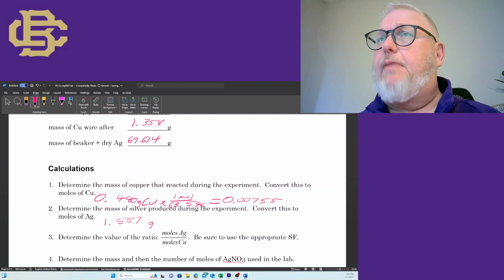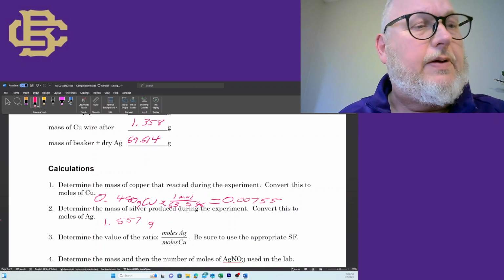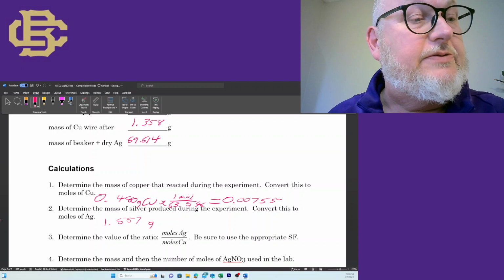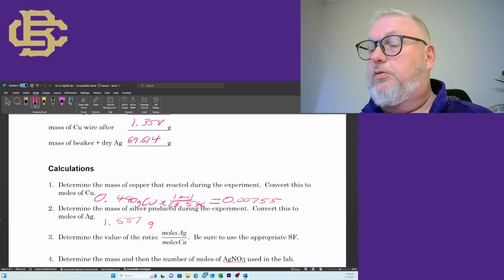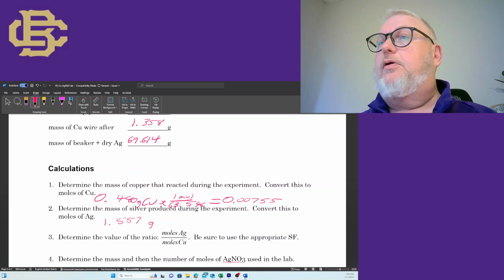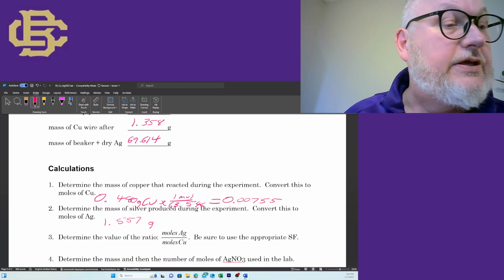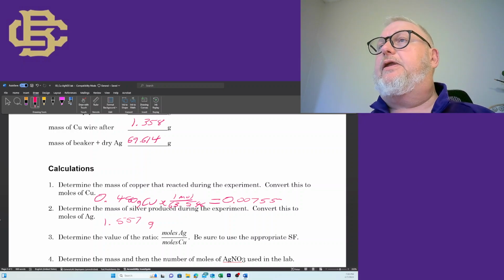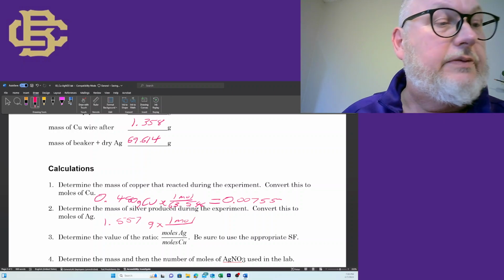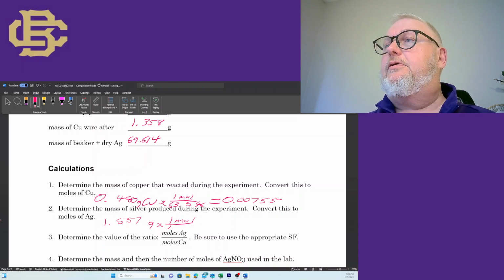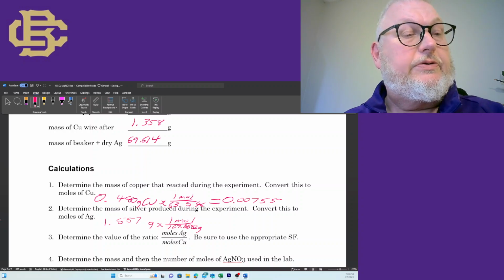So let's determine the moles of silver. If I look at my periodic table, I see that silver has a molar mass of 107.8682 grams for 1 mole, or it's 1 mole for 107.8682 grams. So let's write that down. Of course, what I want to do is multiply by something. I'm going to put my mole on top. Looking at my periodic table, 107.8682 grams.